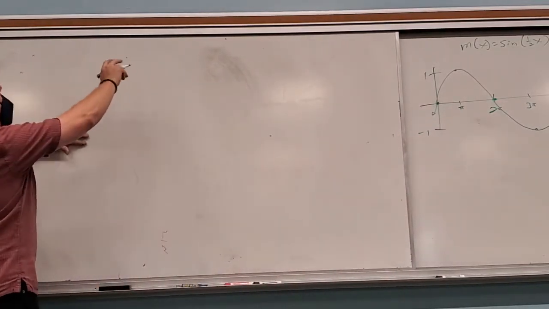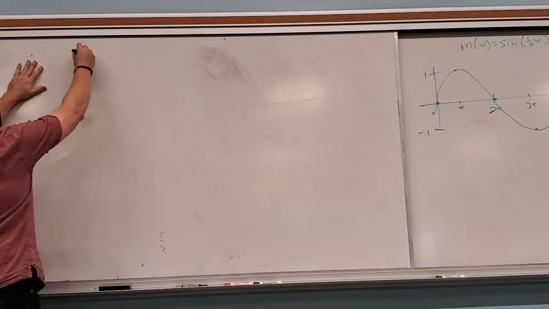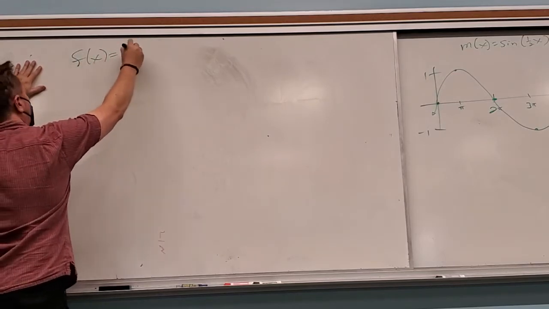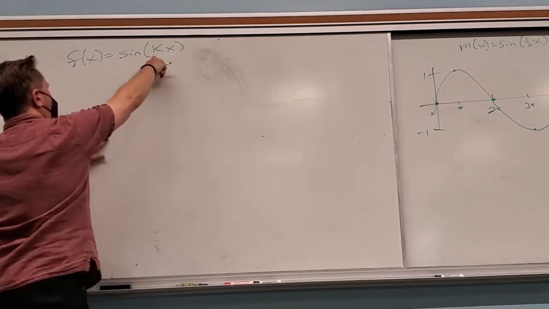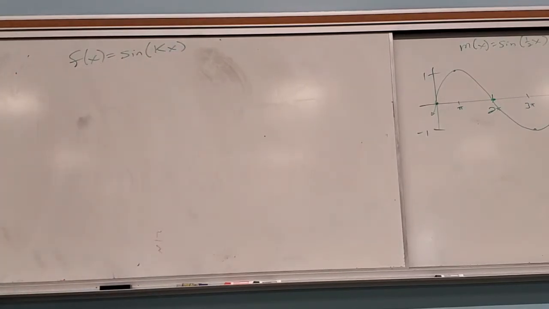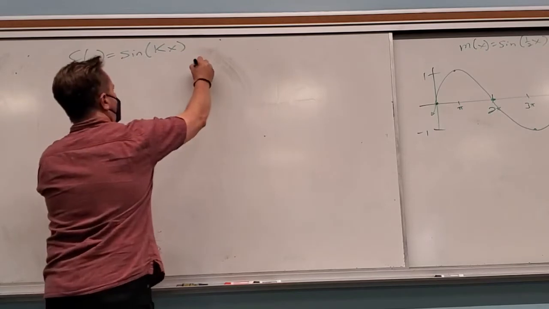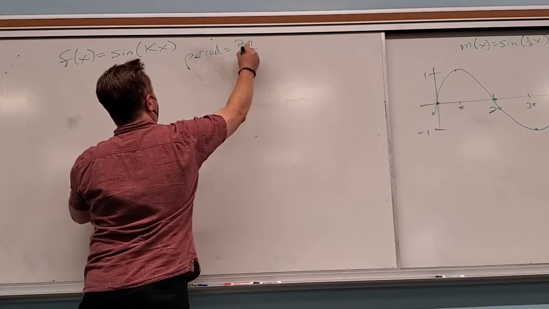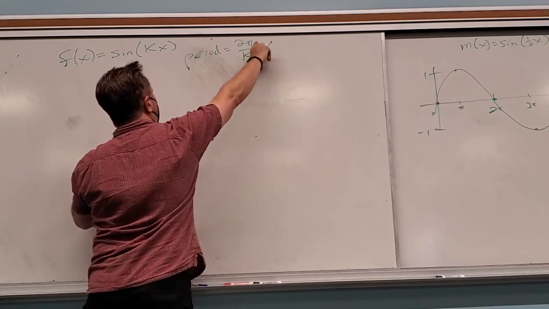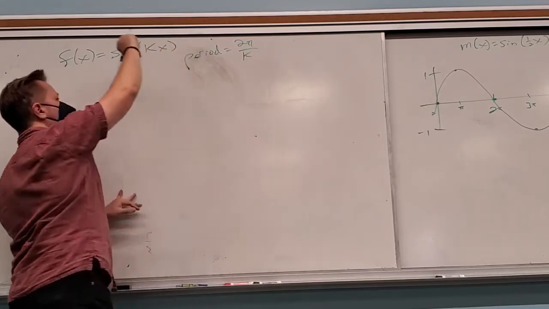Okay, so now I know if I have this, I use the letter K there, I know that my period will be 2 pi divided by K. So it's what it was originally divided by that number.